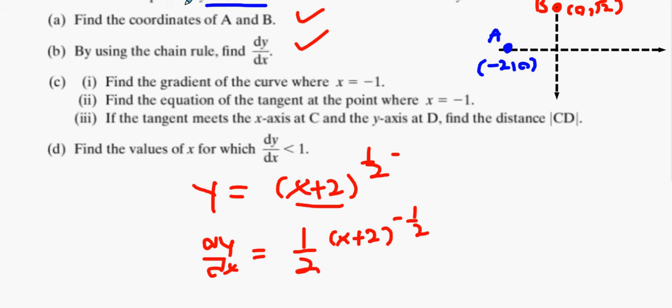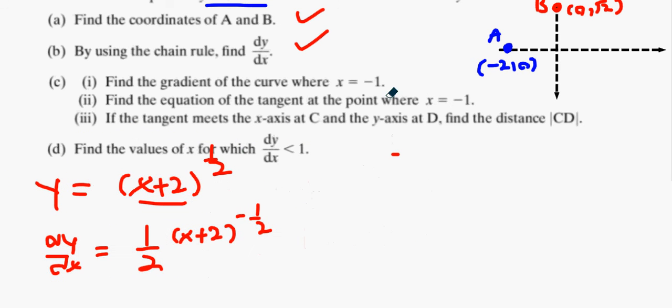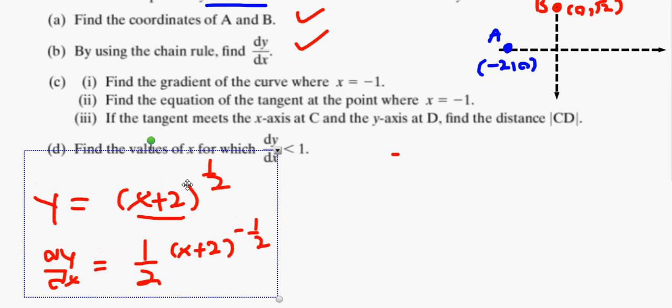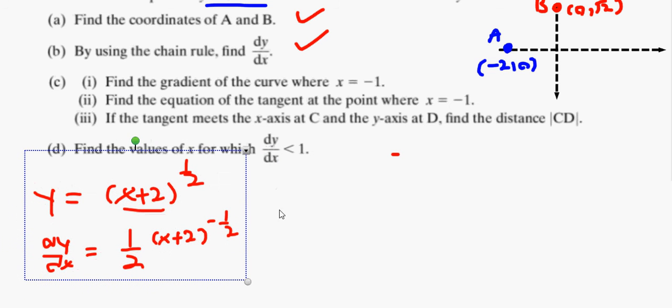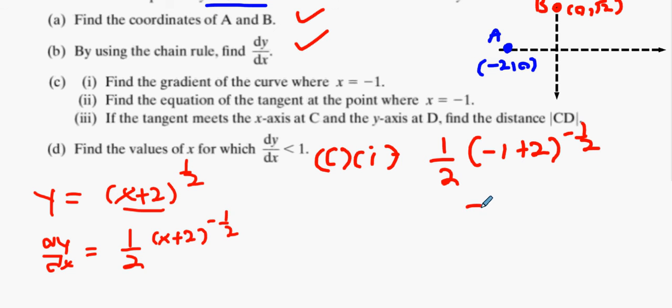Now, we've done part A, we've done part B. Now we're on to C part 1. In C part 1, what we're asked to do is find the slope when the x value is minus 1. No bother. So get your derivative and replace in x equals minus 1. So you're going to get a half times (minus 1 plus 2) to the power of minus a half. Anybody got a slope of a half? Can you throw it in? Slope or gradient equals a half.